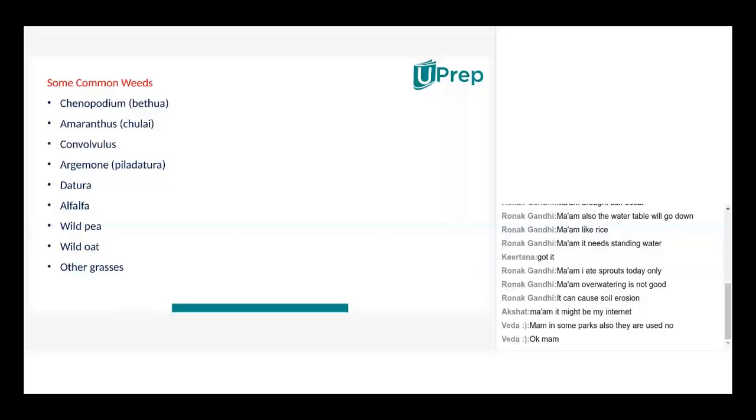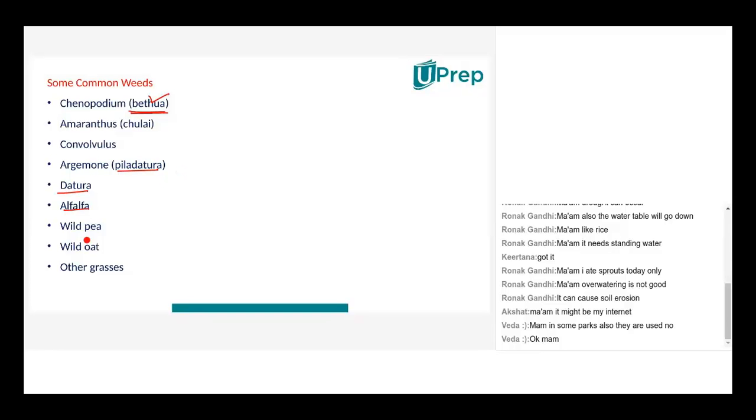And we Indians, we don't spare anything. These weeds are also used to cook and consume. Bethua is a very commonly used green leaf, consumed as a saag. Datura is a poisonous plant, a weed which is very poisonous. It grows very aggressively. Even if you cut it off, it will grow branches and come out again, so it has to be uprooted completely.